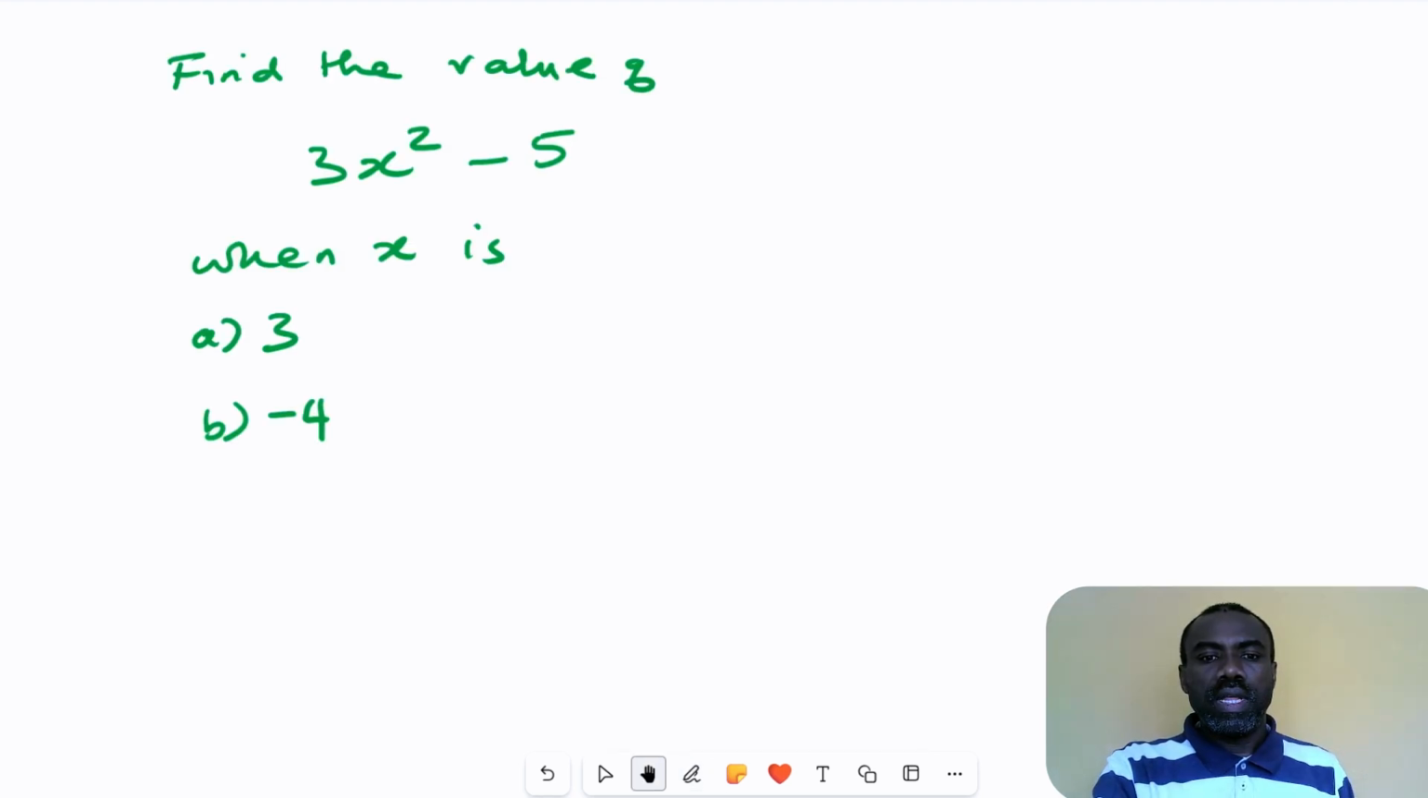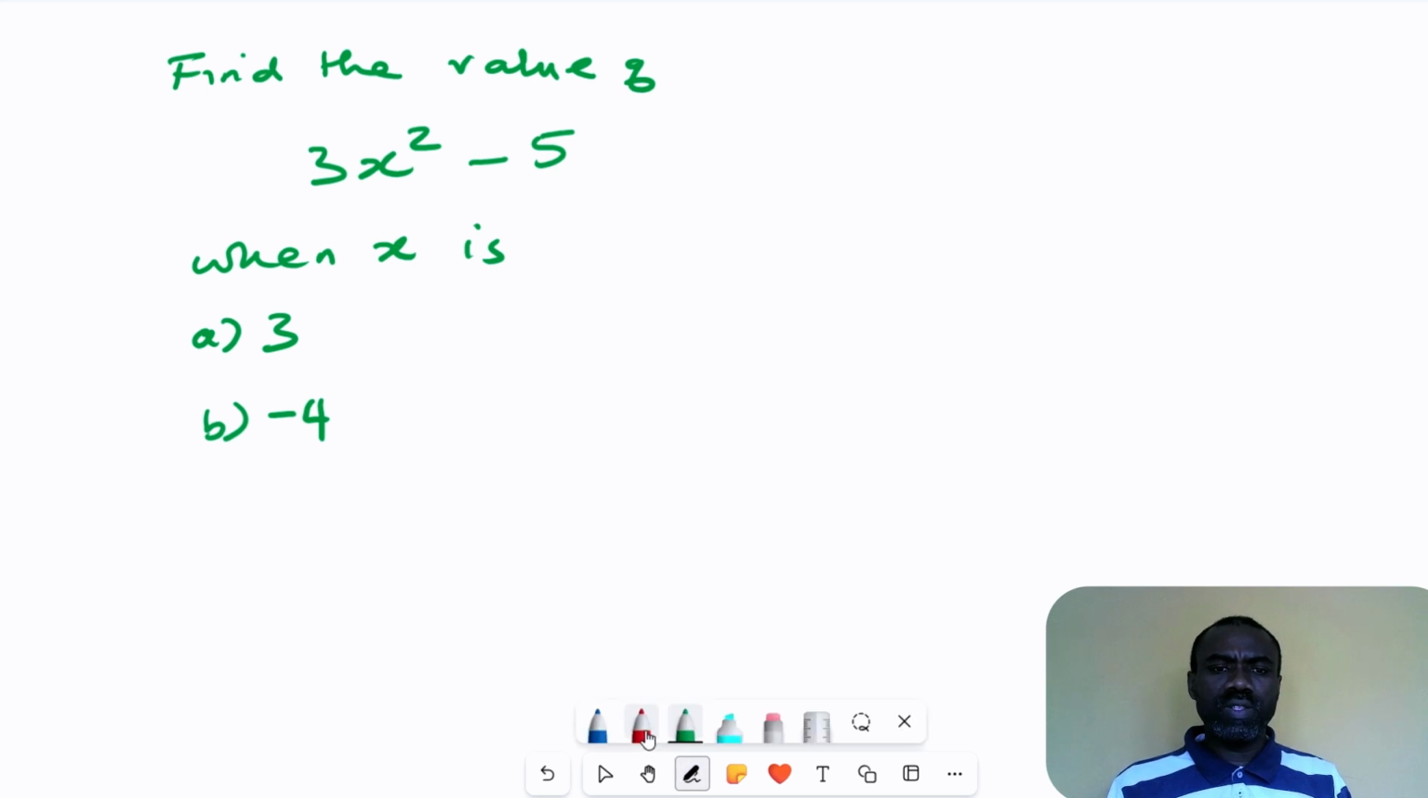So let's look at an example where it will be necessary to use brackets to help us to work this correctly. So there is a question on the whiteboard. Find the value of 3s squared minus 5 when s is (a) 3, and (b) -4. So there are two parts to the question, and we have to solve each one individually. So let's start with the first one. The first one kind of has a positive substitution, so we really can do without brackets. So let's go on and solve the A part.